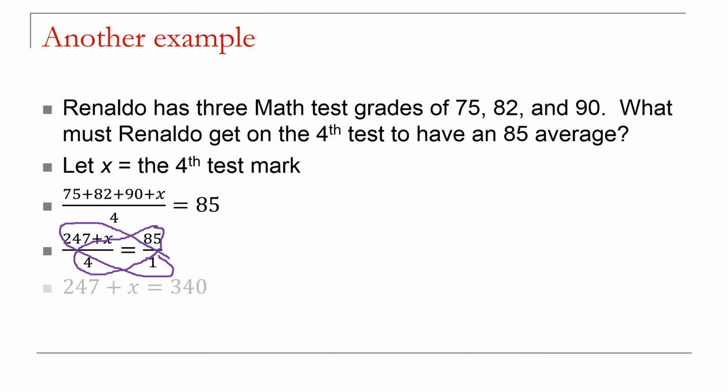And now I have 247 plus x equal to 340. At this point, I'll subtract 247 from both sides, and I get x equal to 93. So the test grade that Ronaldo has to get to have an 85 average is a 93 on the fourth test.